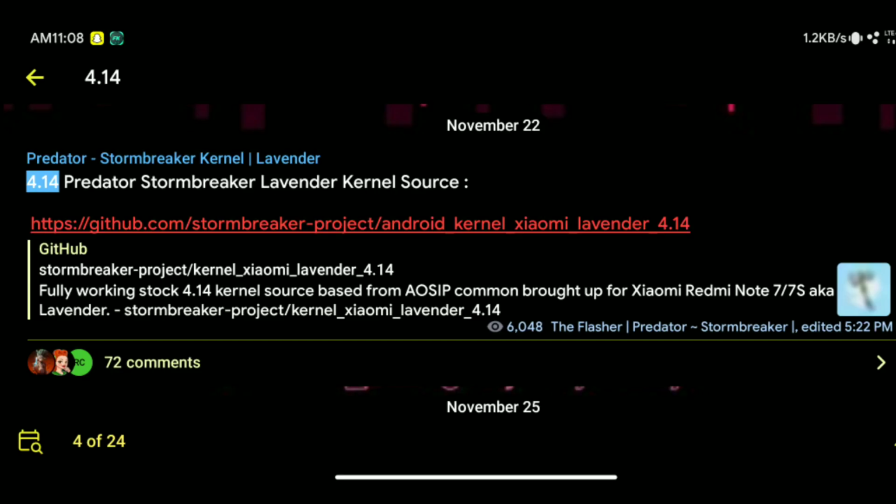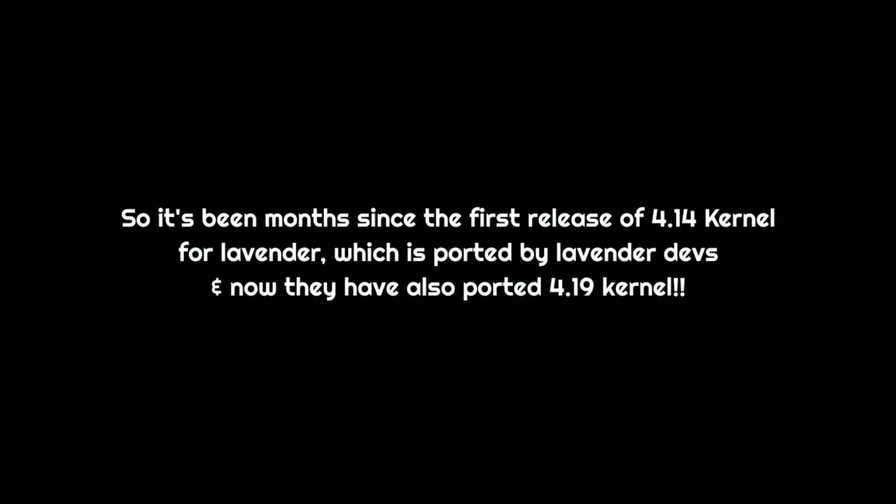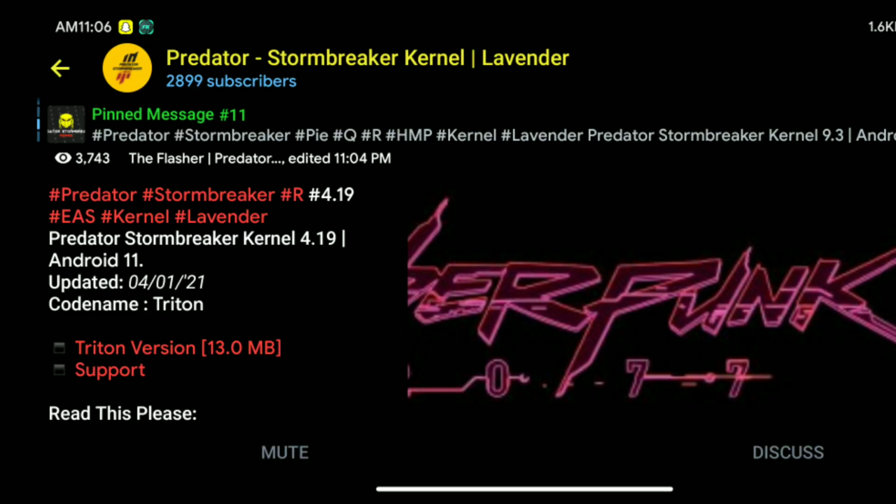In this video, I will be sharing some details about 4.4, 4.14 and 4.19 kernels. It's been months since the first release of 4.14 kernel, which is ported by the Lavender developers, and now they have also ported 4.19 kernel.